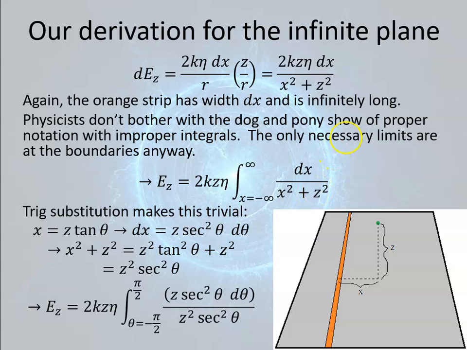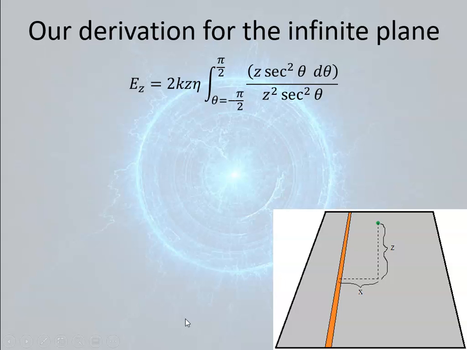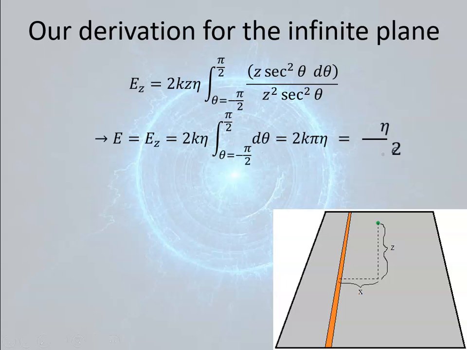Yay, the z squareds cancel. Our z's also cancel. Look at that. We have a z that came out already. We have a z in the numerator. We have z squared in the denominator. So those cancel. So there's our integral. It's a trivial integral.